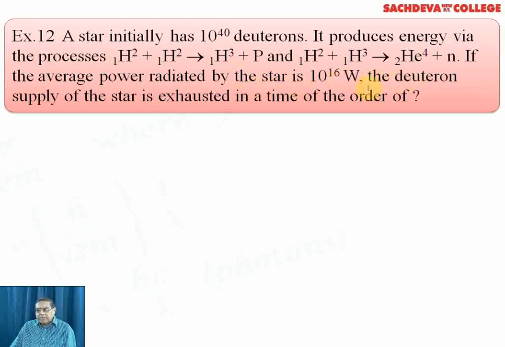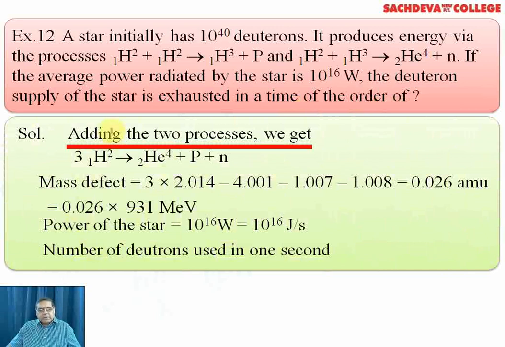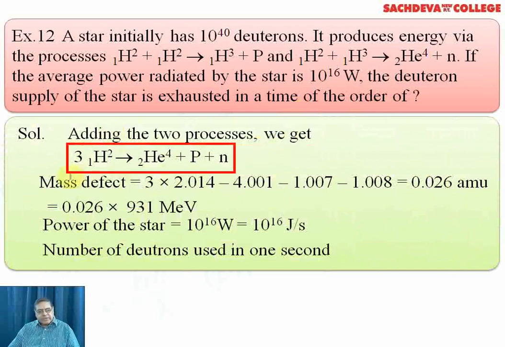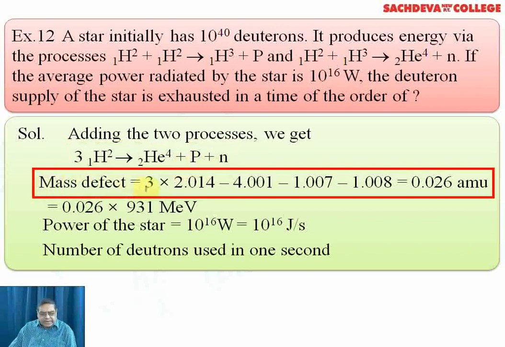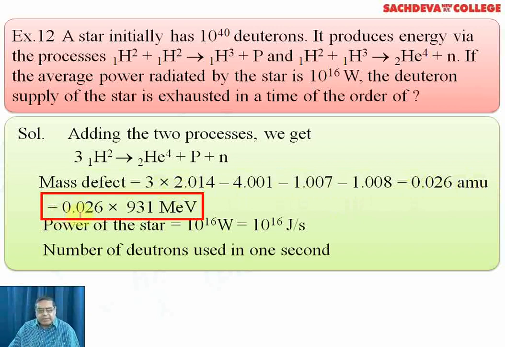If the average power radiated by the star is 10^16 watts, the neutron supply of the star is exhausted in a time of the order of. We have to find the order of time. So adding the two processes, that is 3 deuterium nuclei on the reactant side, and on the product side, it is helium added to proton and neutron masses, and then we find the mass defect by taking the difference of reactants and products, and the mass defect is found to be 0.026 AMU. When this is multiplied by 931, we will get energy in MeV.